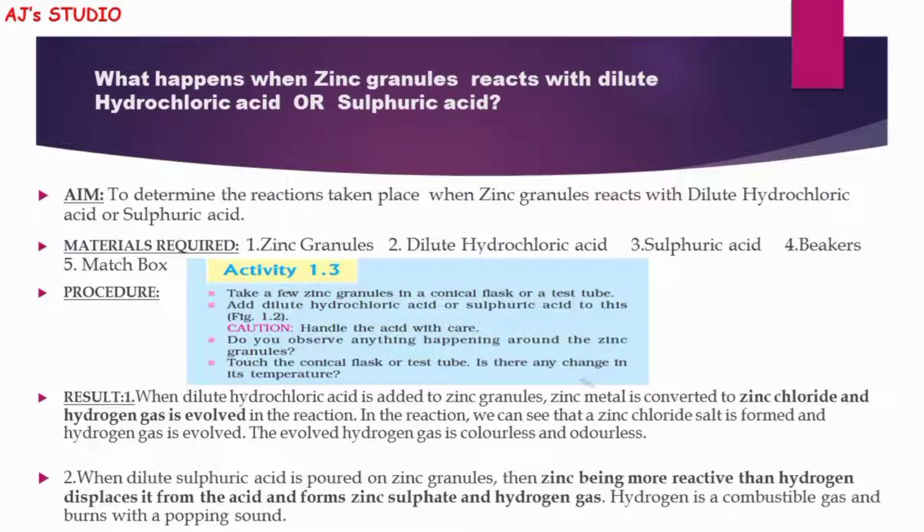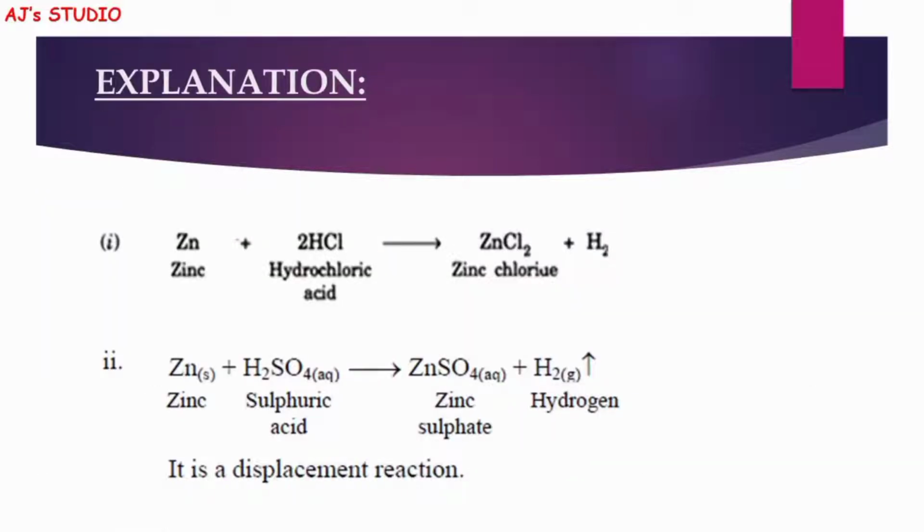Yes children, whenever dilute sulfuric acid is added to zinc granules, we all know that zinc is more reactive when compared to hydrogen, so it displaces hydrogen and forms zinc sulfate, and finally hydrogen gas is evolved. Now let's learn about the chemical equations of both the reactions.